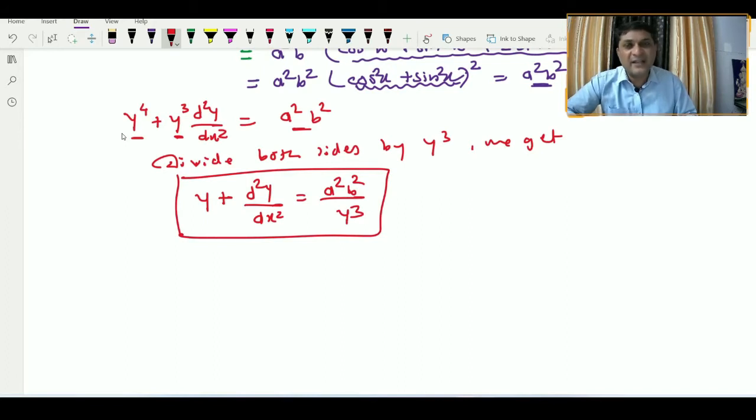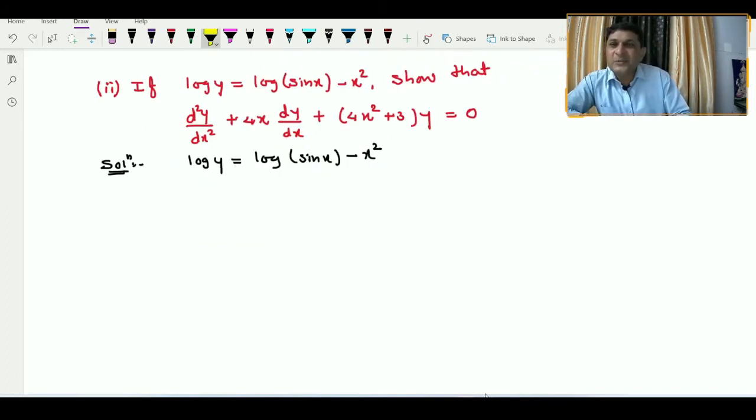Example थोड़ा बड़ा है, थोड़ा सा calculation part carefully करना पड़ेगा. Now see in the second example, given function is log y is equal to log sin x minus x square, and we have to show that value of d2y upon dx square plus 4x dy by dx plus 4x square plus 3 into y will be equals to 0. So now try to understand here.